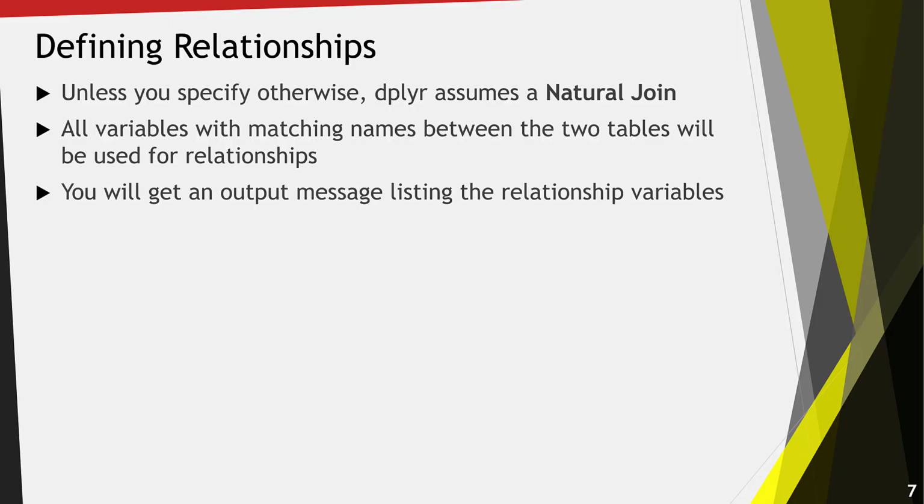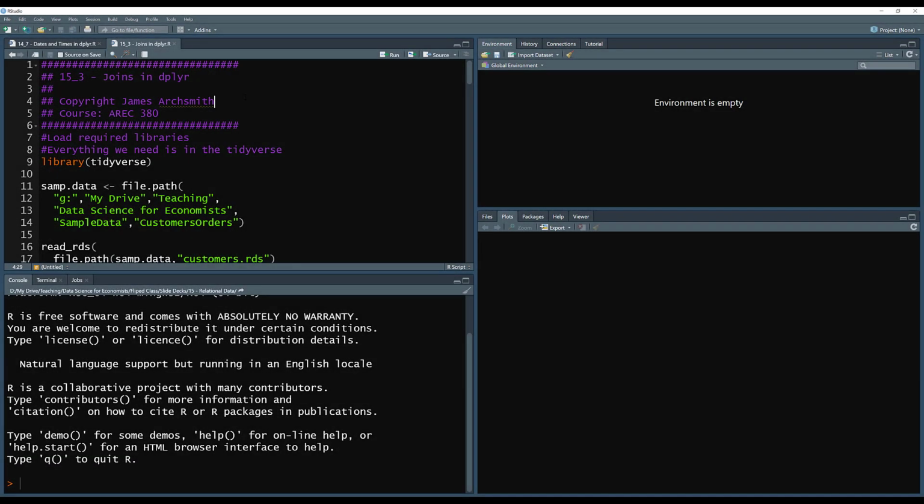Joining data requires that you define relationships. Unless you specify otherwise, dplyr is going to assume a natural join. What this means is that all variables with matching names between the two tables will be used for relationships. When you do this, R is going to give you an output message listing the relationship variables that it used. That's enough information for us to start performing joins in R.